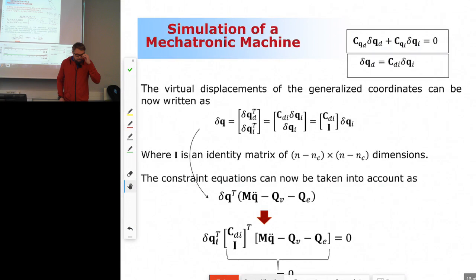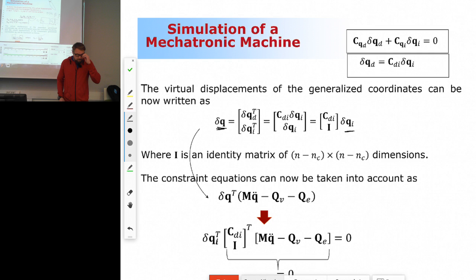So here is a summary. With the help of this coordinate partitioning, we can find the relation that is actually very important for us. We can find the relation between all the generalized coordinates, delta Q, and independent generalized coordinates. They can be whatever you want. What is important is the number of coordinates that can be independent, and that is the number of degrees of freedom. So those things have to match.